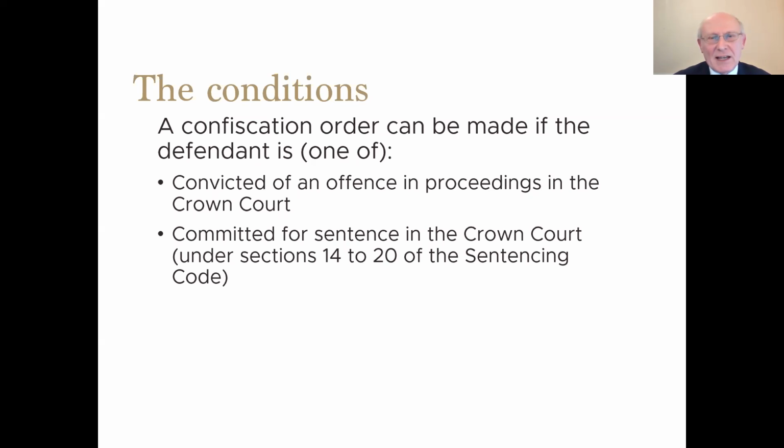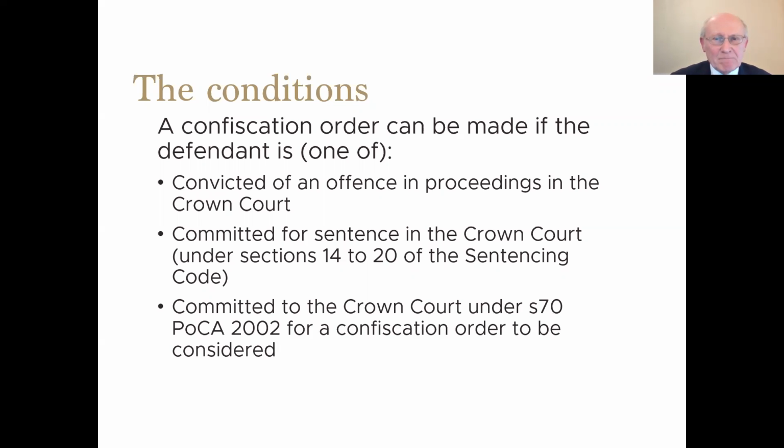I've put the up-to-date reference there, sections 14 to 20 of the Sentencing Code. That basically covers the situation where somebody is committed for sentence in the Crown Court, with which no doubt you'll be very familiar. There's one other possibility. The magistrates can commit to the Crown Court under section 70 of POCA for a confiscation order to be considered. So here, this is not a committal for sentencing, it's simply a committal for confiscation to be considered. So if any one of these conditions is met, and as you can see, they're pretty easy to meet, and if the prosecutor asks the court to proceed to confiscation, then the court must do so, subject to that one caveat that we mentioned before.